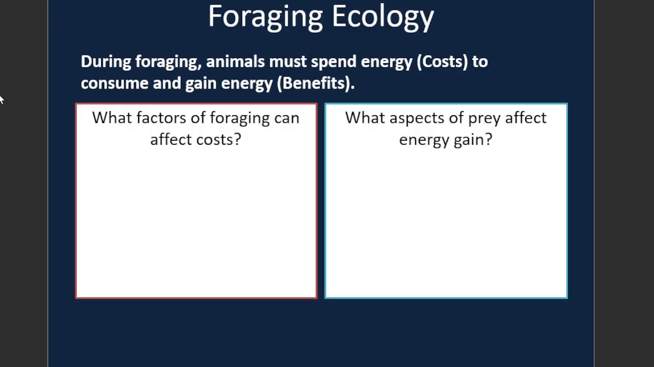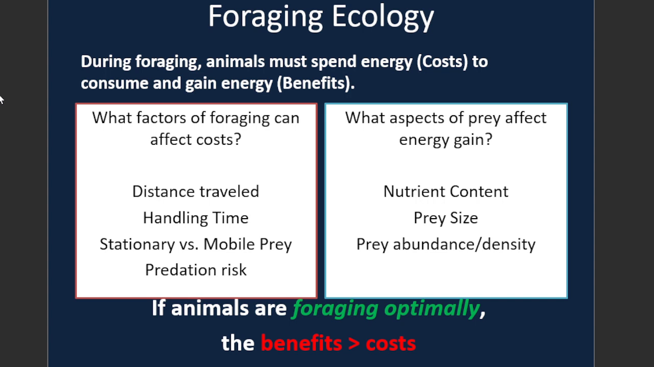So when foraging, an animal must spend energy, so a cost, to consume and gain energy, so benefits. So what are foraging costs and what are prey energy gains? Some costs of foraging include distance traveled, handling time, stationary versus mobile prey, and predation risk, and some gains are nutrient content, prey size, prey abundance, and density. So animals try to forage optimally, so benefits are greater than the costs.